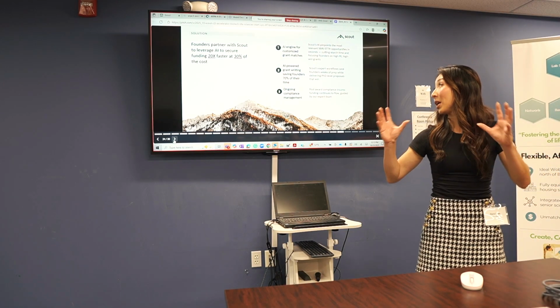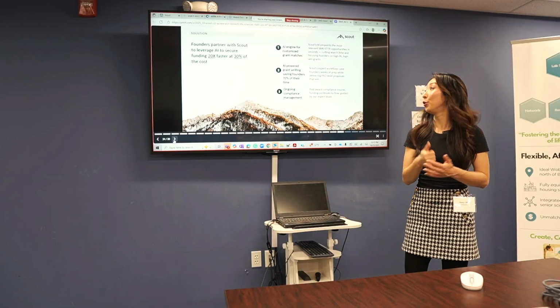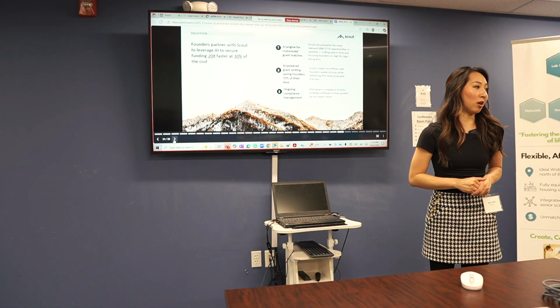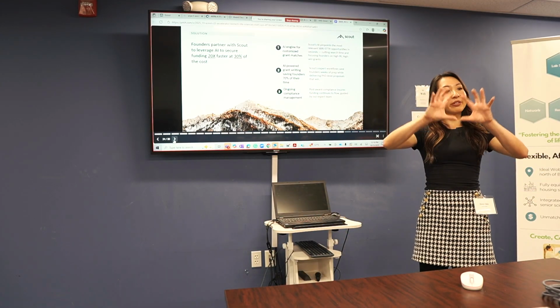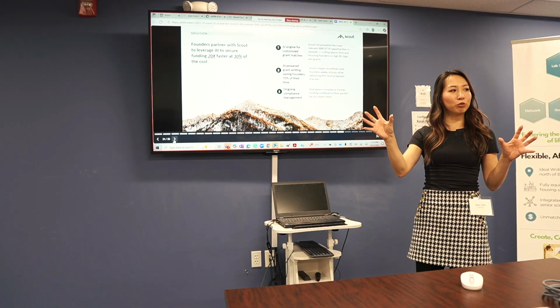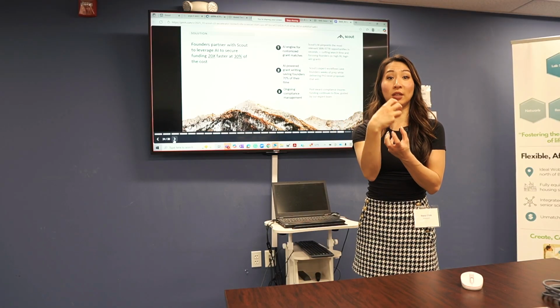And so we're developing a platform solution where our platform can leverage AI to help you get funding 20 times faster and at 30% of the cost. You can upload all your materials into Scout. We use a customized AI matching where we try to understand the narrative that you have and the solicitations that are out there, and we find a nice fit.